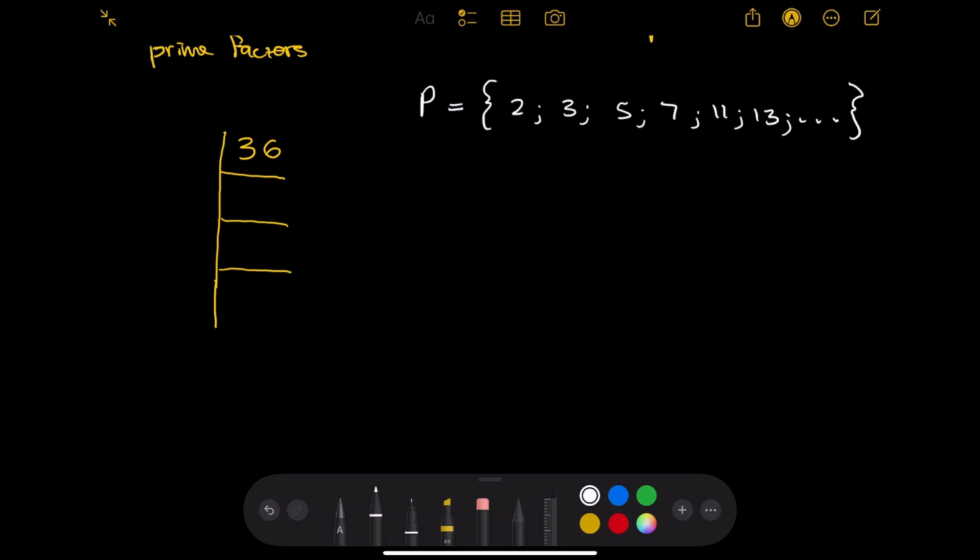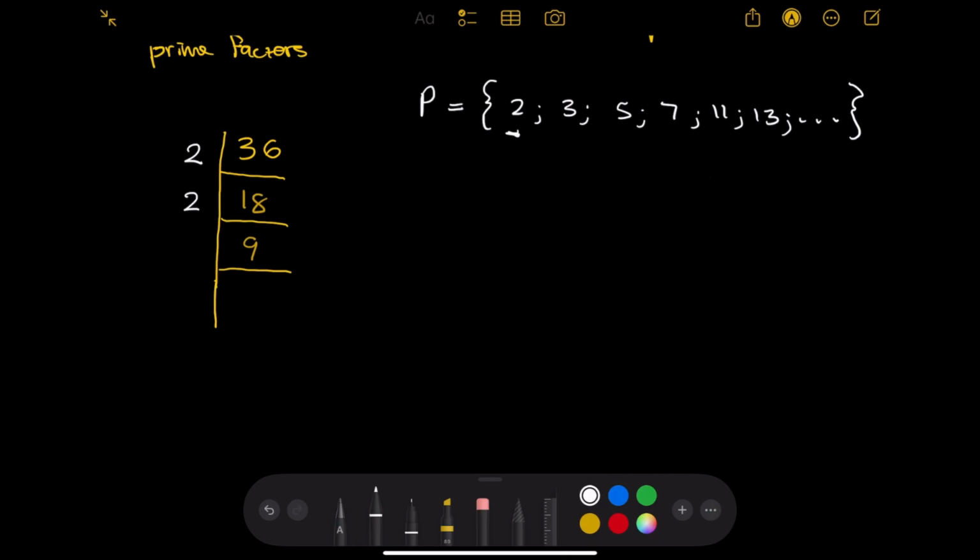Then let's see the smallest prime number that can go into 36. It's 2, right? So I put 2 there. Then 36 divided by 2. 36 divided by 2 is what? Maybe we can use orange here. It is 18. Then is 18 divisible by 2? Yes, it is. What is 18 divided by 2? It's 9.